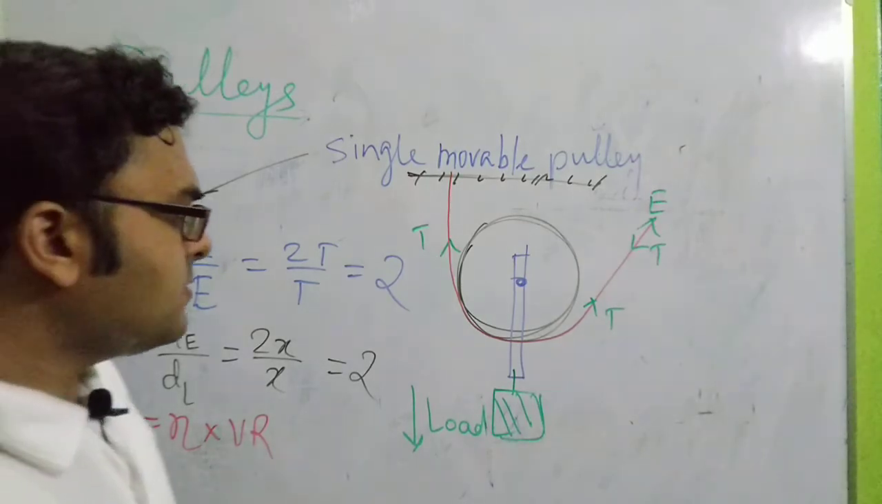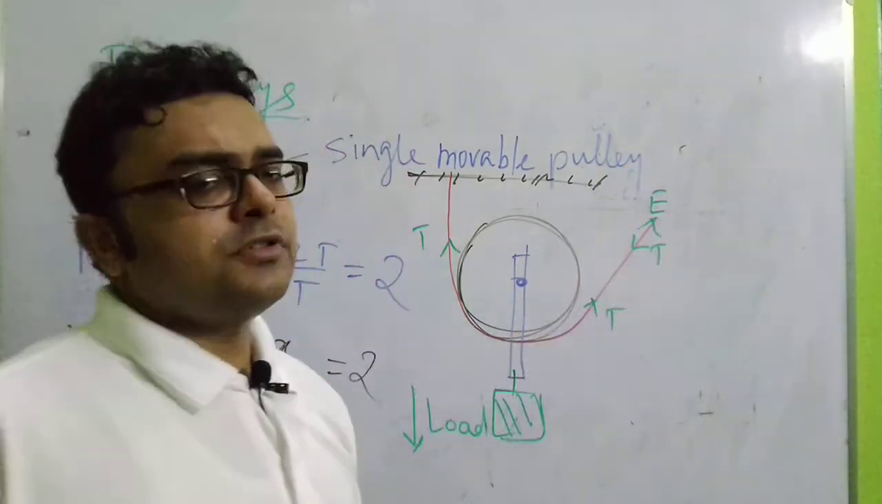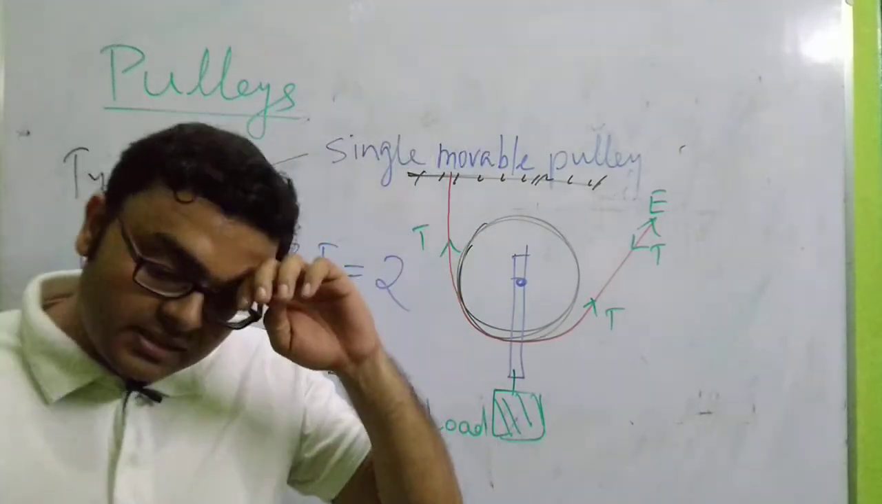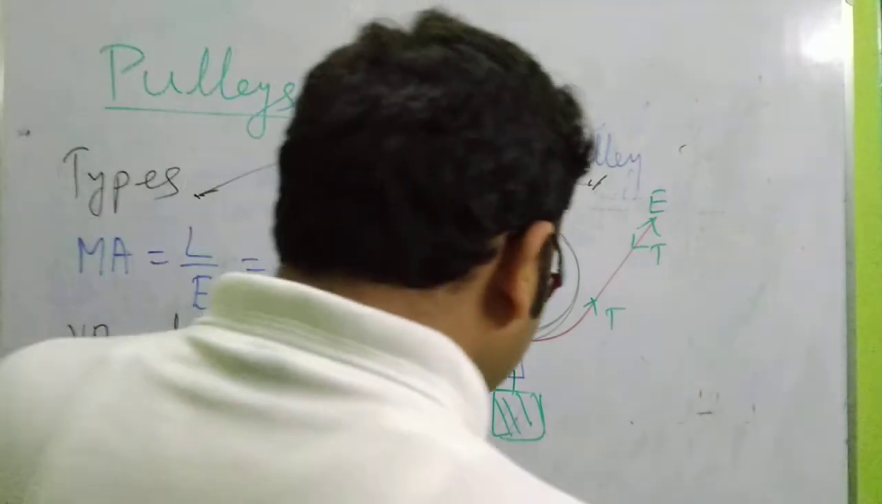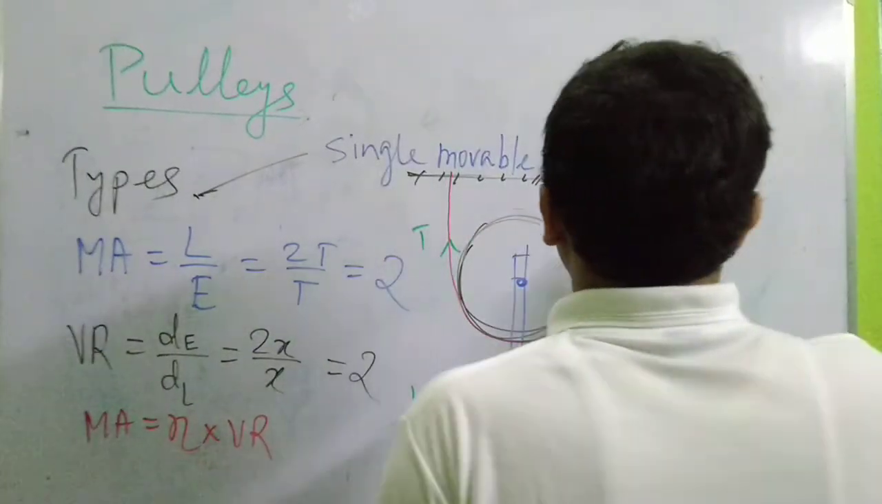What is the disadvantage now? The disadvantage is that again you have to apply the force in the upward direction. So again that disadvantage comes in front of us, that you have to apply the force in the upward direction. So will we not use a single movable pulley? Yes, definitely we will use it, because it's a force multiplier. So how can we change the situation?